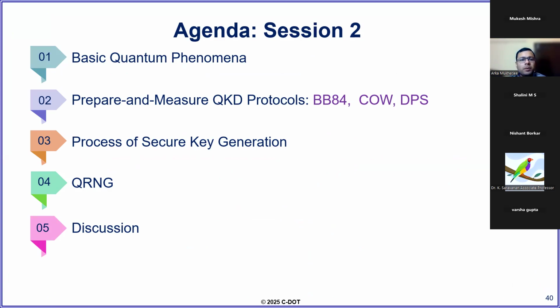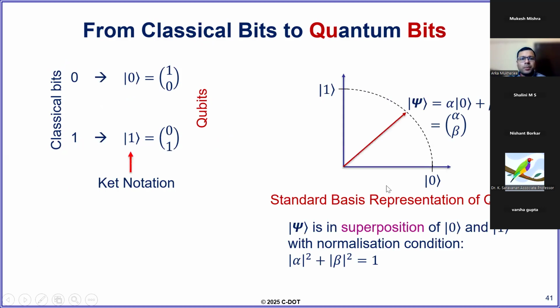All these prepare and measure QKD protocols are of the discrete variable type, because here we are using discrete variables like time bins, phase, or polarizations. We will come to know how these protocols actually work and how the keys are generated. Then I will cover quantum random number generators, how they are used and their features, and if time permits, I will cover QKD networks, as I told you yesterday.